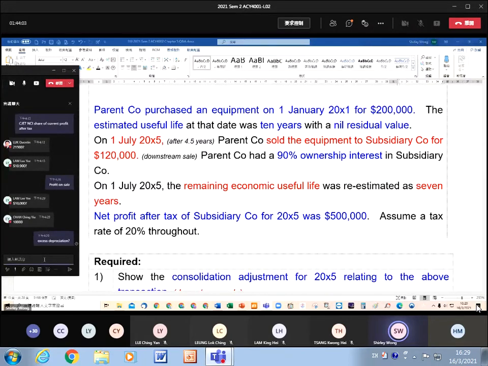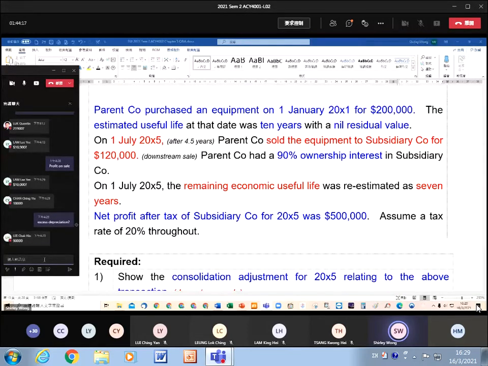So what is the amount of depreciation? When you look at the individual company, they will base on the transfer price to prepare the depreciation. However, from the angle of the group, we need to base on the original cost. Then there will be a difference. Okay, 19,000. 19,000 is the excess depreciation. Is it true? It seems too big.